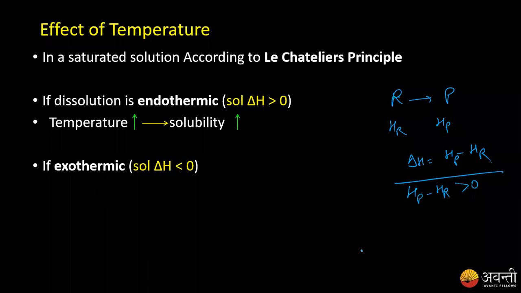Therefore, for the reverse reaction, from product to reactant, delta H will be enthalpy of reactant minus enthalpy of product. So enthalpy of product minus enthalpy of reactant is greater than zero, so enthalpy of reactant minus enthalpy of product will be less than zero. Right? Yes or no, guys? Yes or no?